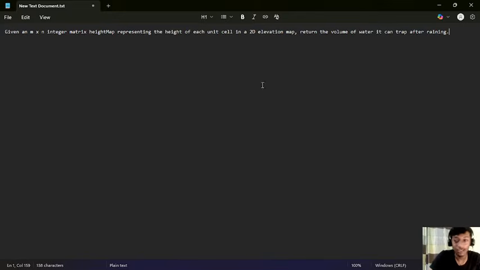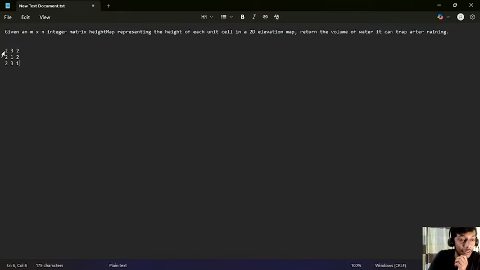Okay, so let's first take a sample matrix and understand how this is going to work. The sample matrix may be 2, 3, 2 and 2, 1, 2 and 2, 3, 1. So this is a sample matrix and the question is, when it is rained on this matrix, how much water can it store?